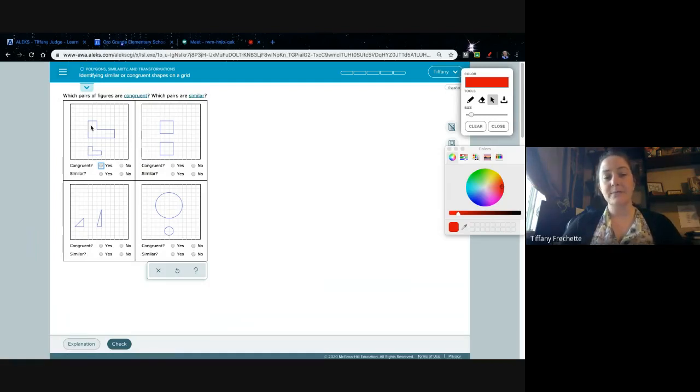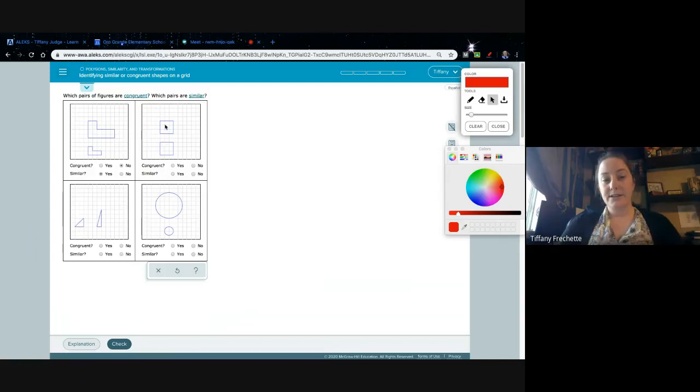So on this one, we can see, and I hope you can see it too, this is the same shape. So we have this kind of L shape, but one's bigger than the other, so they're not congruent. So I'm going to check no. But they are similar because they are both this L shape. So I'm going to click yes for similar. It looks like I just took the big one and kind of shrunk it down, or again, took the small one and enlarged it or made it bigger.